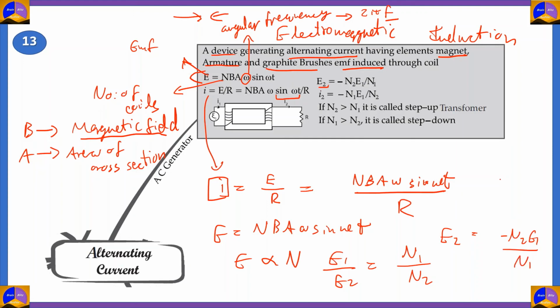And similarly, we get I2 is equal to minus N1 E1 divided by N2. Now, since current has a looping factor or something, it effectively makes N1 come on top and N2 come on the bottom in the current formula, while N2 comes on the top and N1 comes on the bottom in the E2 formula.